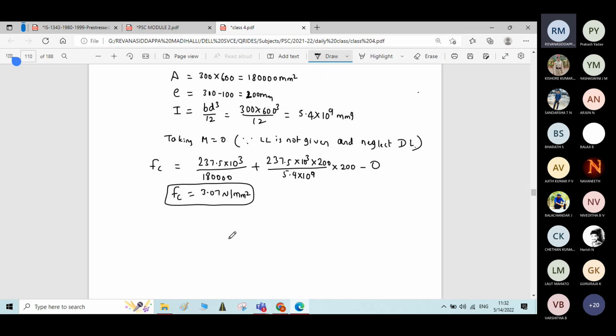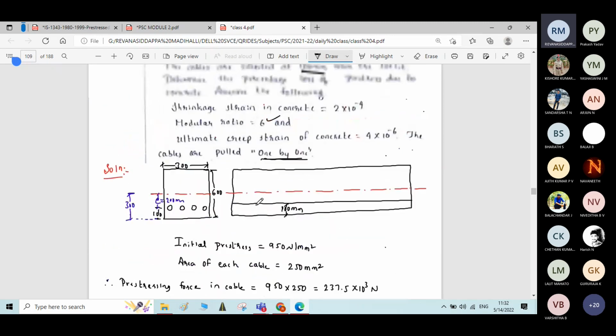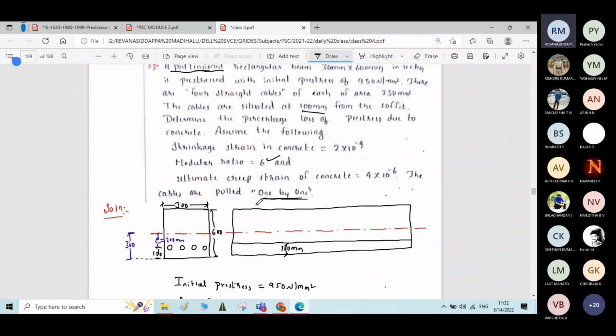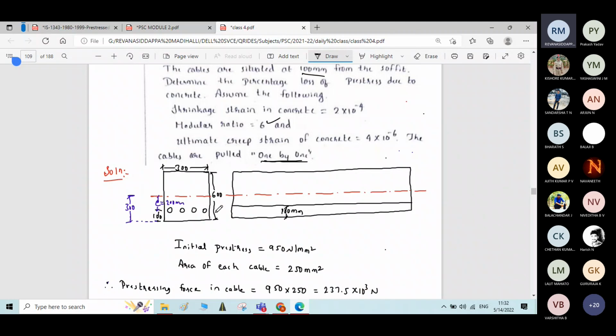Now we have calculated fc. In the problem, what is said is the cables are pulled one by one. First cable is pulled and anchored. After that, second cable is pulled and anchored. Similarly, third and fourth cable. That is how the pre-stressing is done in this post-tension concrete beam.